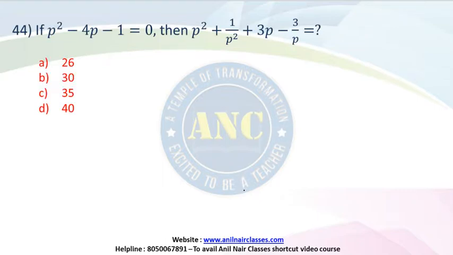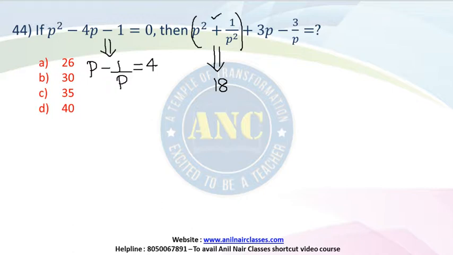Next, question number 44. Question number 44 is a very easy question if you have understood all our previous questions. Now see here, the 44th question says p square minus 4p minus 1 equal to 0. Directly from this we can write p minus 1 by p, minus 4 shifted to the right hand side becomes plus 4. P minus 1 by p is plus 4. Now, because p minus 1 by p is plus 4, we can say that p square plus 1 by p square value will be k square plus 2. K square plus 2 is 4 square plus 2. 4 square is 16. 16 plus 2 is 18.